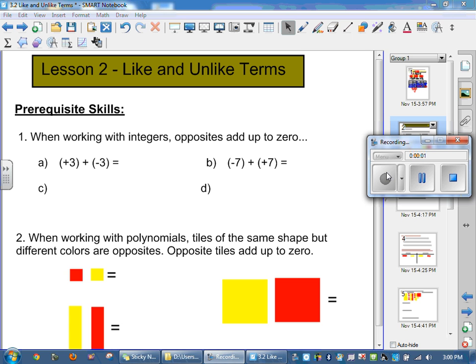Lesson 3.2, lesson 2 in unit 3, like and unlike terms. We need to know what is a like term and what is a non-like term. So, when we work with integers, remember, integers are positive and negative numbers.